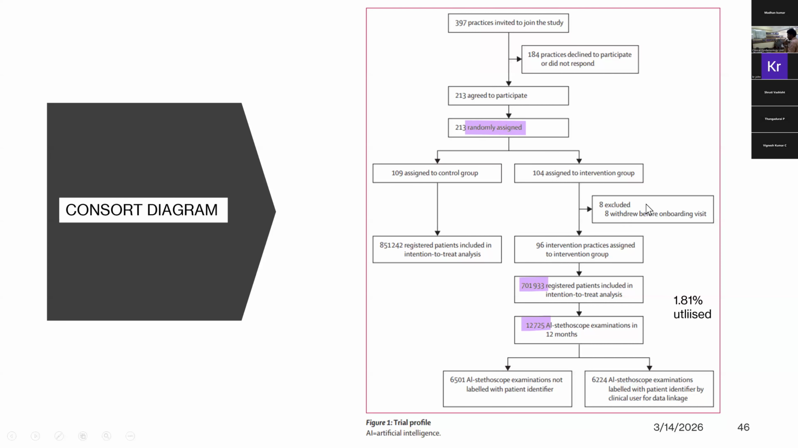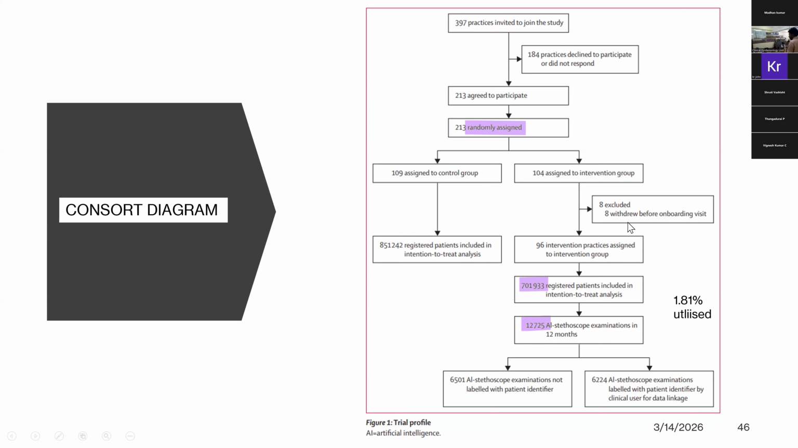So next, coming to the CONSORT diagram of the study, there were about 397 practices in the UK who were invited to be part of the study, out of which around 213 of them agreed to participate. They were randomized using a computer-based algorithm, and allocation was also concealed, and 109 of them were assigned to the control group and 104 of them were assigned to the intervention group.